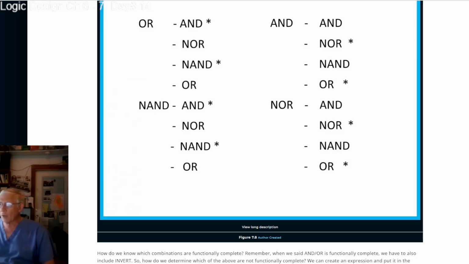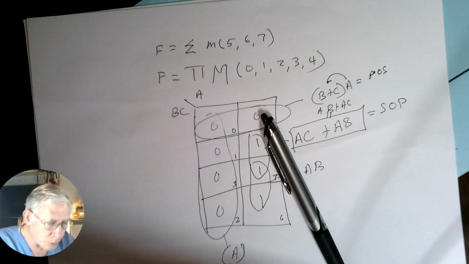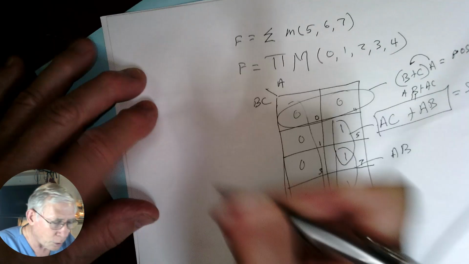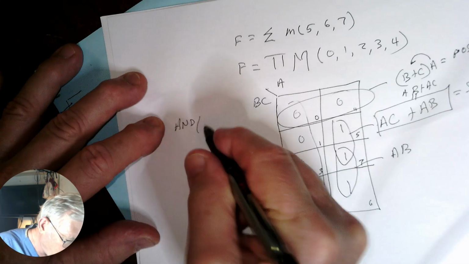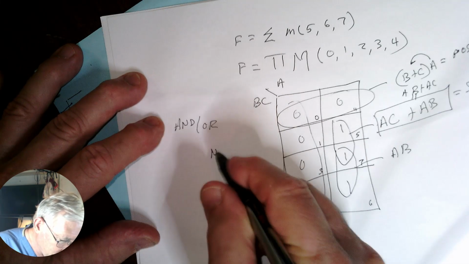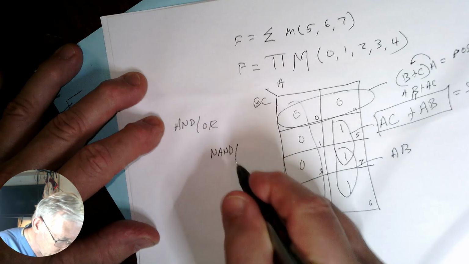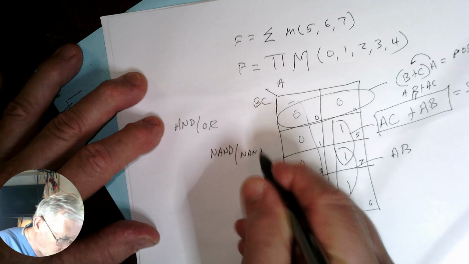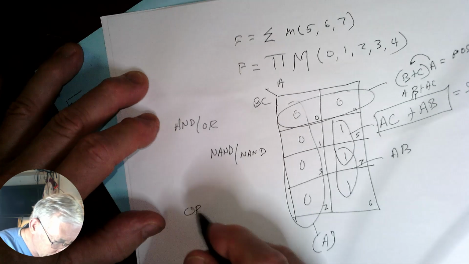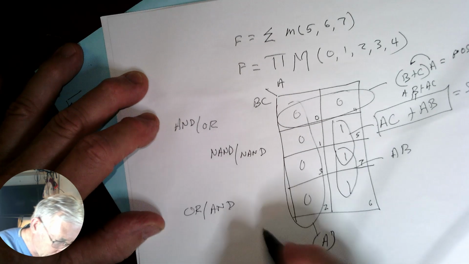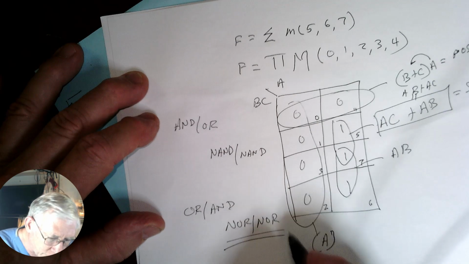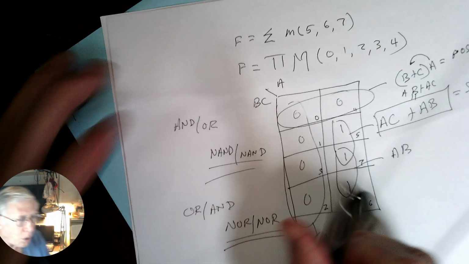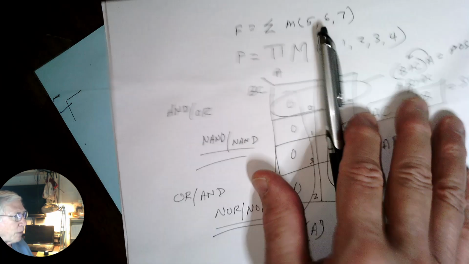But the only ones I want you to worry about, and let me just do that right now, the only ones I really want you to worry about are AND, OR, and NAND, or NAND, or I want you to worry about OR and NOR. And it turns out NAND and NOR are often what we build devices with.